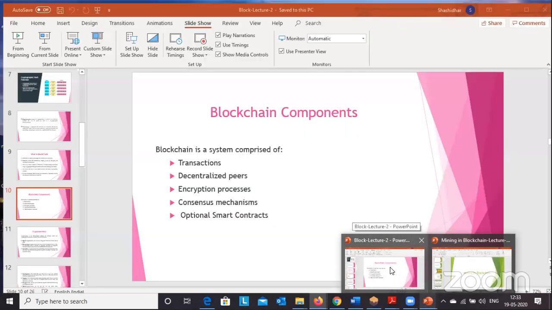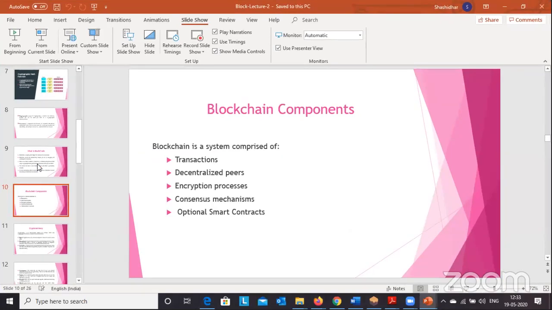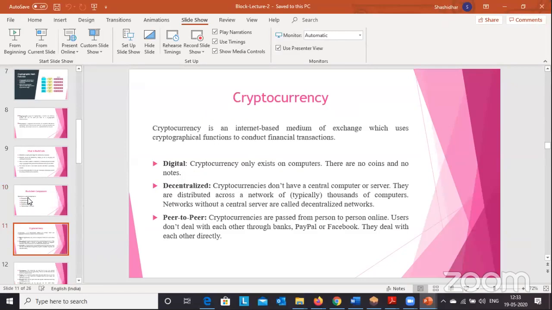We'll go back to the presentation. We can see what blockchain consists of, which we have discussed. Now we will discuss cryptocurrencies. Actually, what is meant by cryptocurrency? How does it differ from digital currencies? That is the thing here.